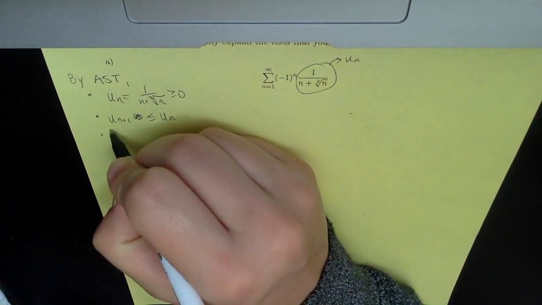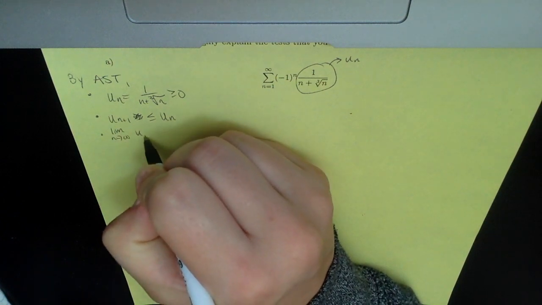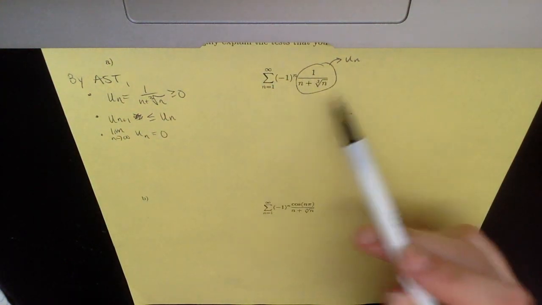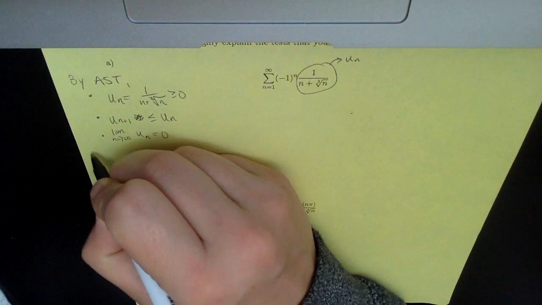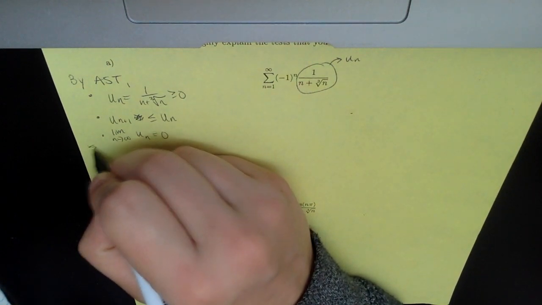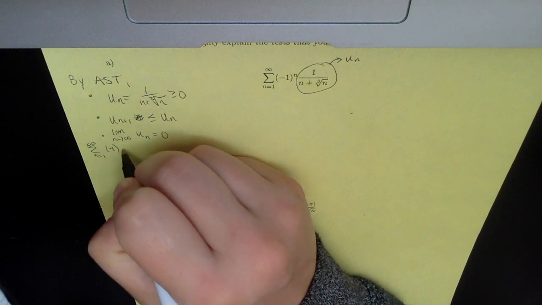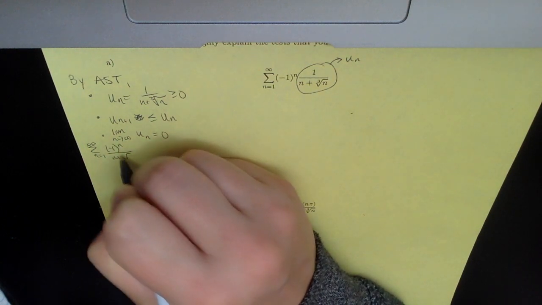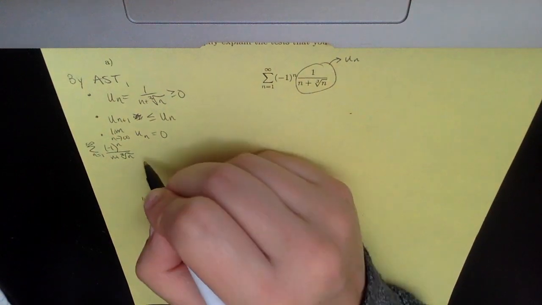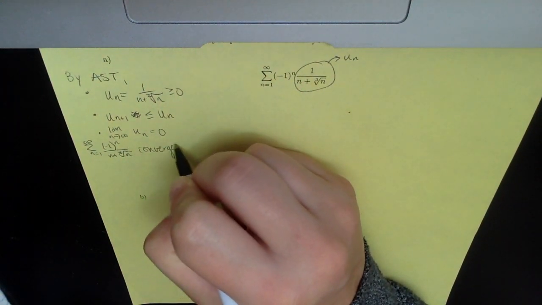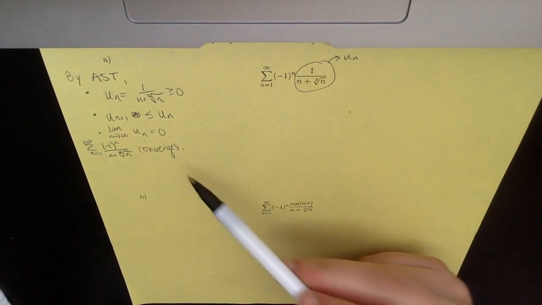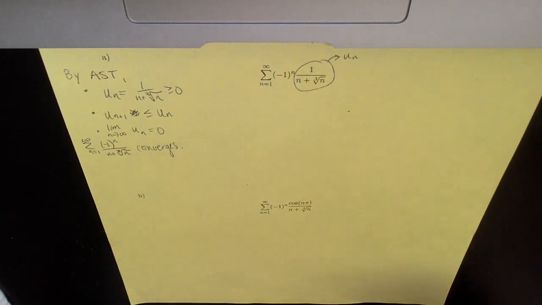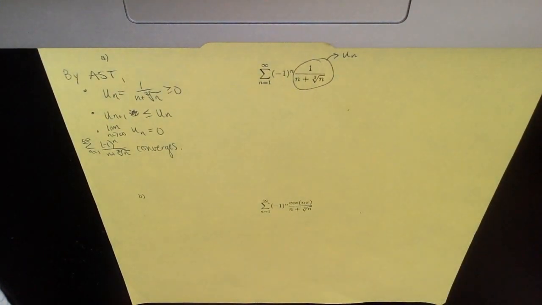Okay, and then finally we need to know that the limit as n goes to infinity of u sub n is equal to 0. And that is all true for this 1 over n plus the cube root of n. So that tells us the series converges. Now, we don't yet know if it converges conditionally or absolutely. We know it's at least going to converge conditionally, right? So now we just need to check if it converges absolutely. If it does not converge absolutely, then we know that it converges conditionally.